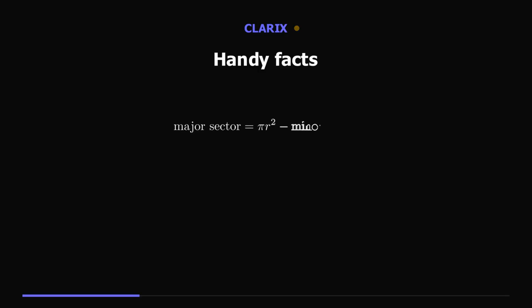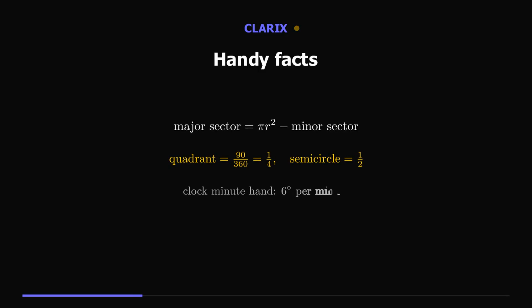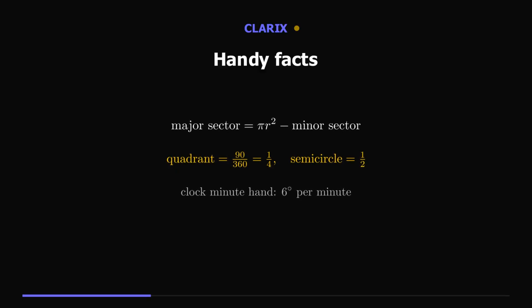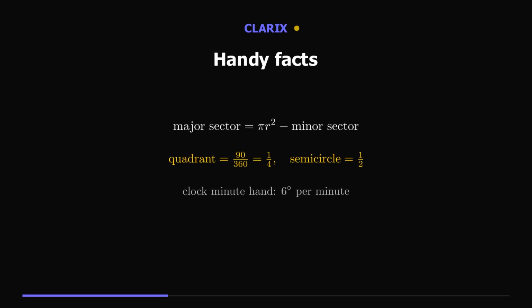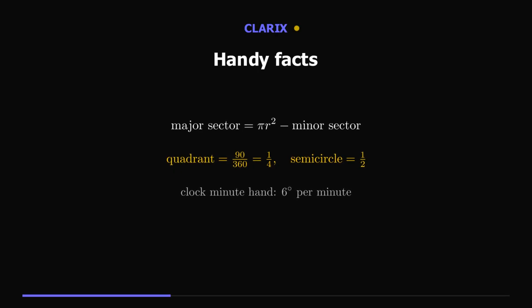Two handy facts. The major sector's area is simply the whole circle minus the minor sector: pi r squared minus the slice you found. And memorize the easy fractions. A quadrant is 90 over 360, which is 1/4 of the circle. A semicircle is 1/2. A clock's minute hand sweeps 360 degrees in 60 minutes. That's 6 degrees every minute, a classic exam setup.